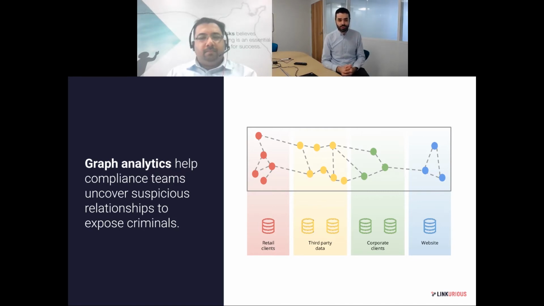At Linkurious, we use a graph approach at every stage of the analytics journey. So we model data as a graph. We store data in graph databases such as Neo4j. We then detect graph patterns. And finally, we visualize data as a graph. With that, it becomes possible to uncover across billions of entities and their relationships suspicious behaviors that would otherwise go missing or require a lot of manual investigations.